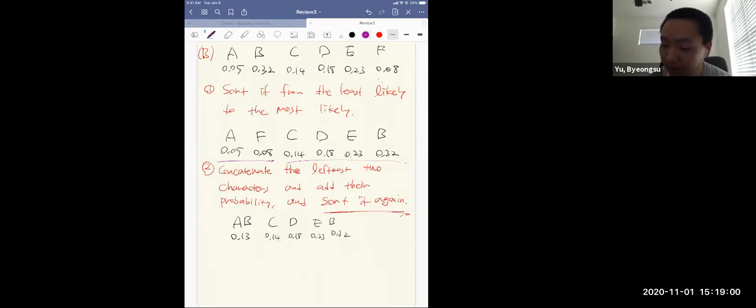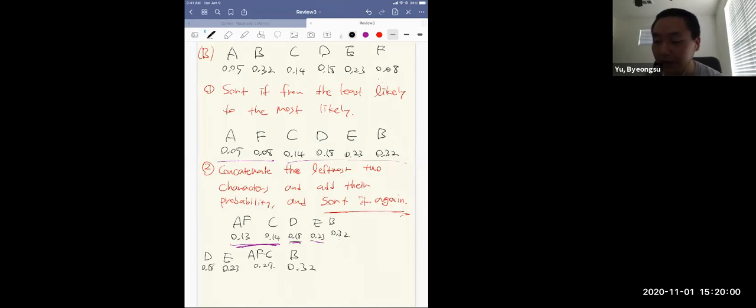And then again, we can concatenate this. Oh, sorry, AF. Thank you, Katie. This should be AF. Yes. And again, if you concatenate them to get AFC, which is 0.27, but 0.27 is definitely greater than 0.18 or 0.23, but less than B. So by sorting this, we can get D in the leftmost, E in the next, 0.23, sorry. And AFC and B, 0.32.